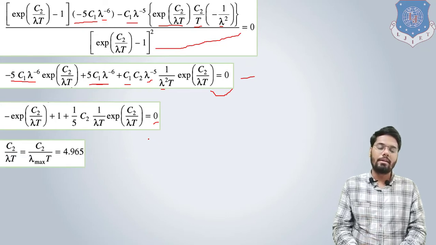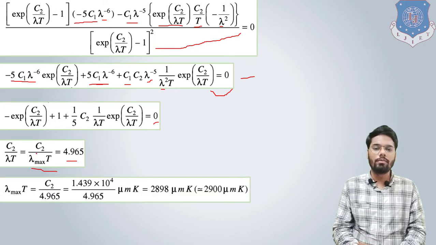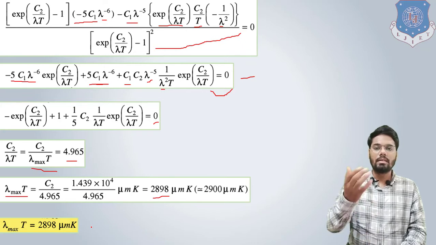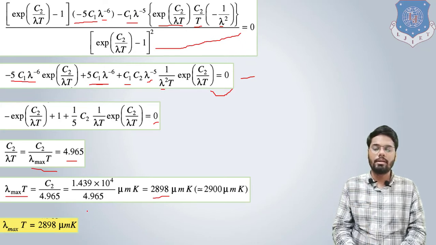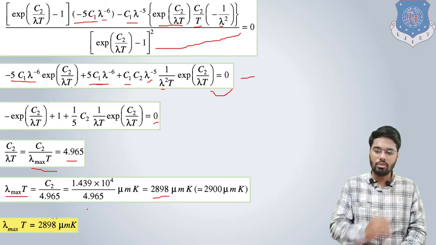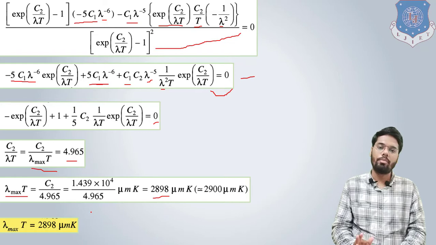By trial and error method, solving this equation, we will get C2 by lambda max t is equal to 4.965. Now putting the value of C2 in this equation, we will get the relation lambda max into T is equal to 2898 micron Kelvin. So this is the final equation, the final value for Wien's displacement law, which is calculated by the differentiation of Planck's equation, which is lambda max into T is equal to 2898 micron into Kelvin.